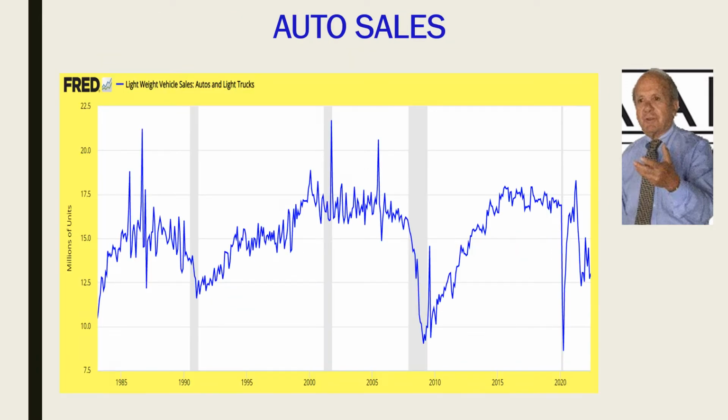Of course, rising inflation reduces income, and you would not be surprised to see auto sales sinking. They've been sinking well ahead of every recession in the past. So this decline in auto sales is something very worrisome.